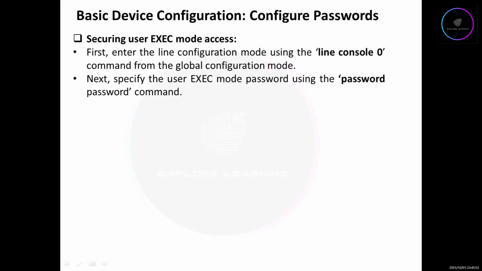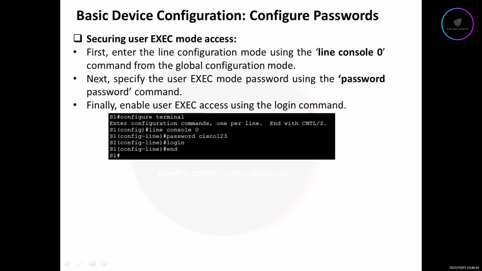Next, we need to specify the user exec mode password using the password command. We need to enter into the line first and foremost, then specify the password. We need to use the password command and also apply the argument, the password we want to set. And then finally, we need to enable the user access using the login command. What this means is that we need to use the command login to make the password that we have created active, such that when we want to gain access into the switch through the console, we'll be prompted to supply the password before we can gain access.